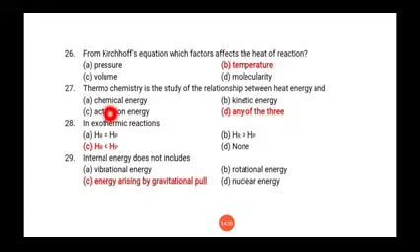Next question: thermochemistry is the study of relationship between heat energy and what? One more time, thermochemistry is the study of relationship between heat energy and blank. Options are chemical energy, kinetic energy, activation energy, any of the three.